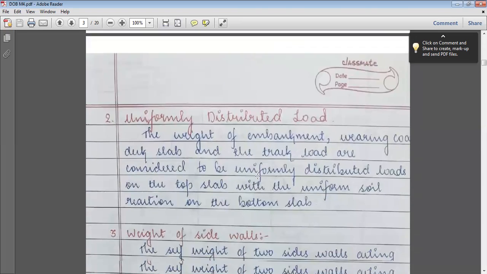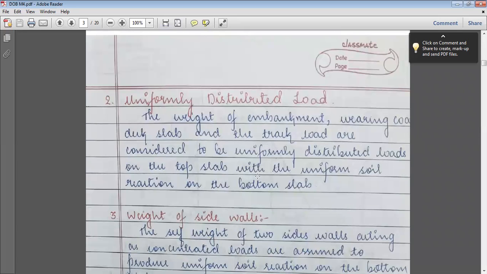Second one, uniformly distributed load. The weight of embankment, wearing coat, deck slab, and the track load are considered to be uniformly distributed loads on the top slab with the uniform soil reaction on the bottom slab. On the top slab of the box culvert, the horizontal top slab, UDL, uniformly distributed load, is considered due to various loads. What are those?